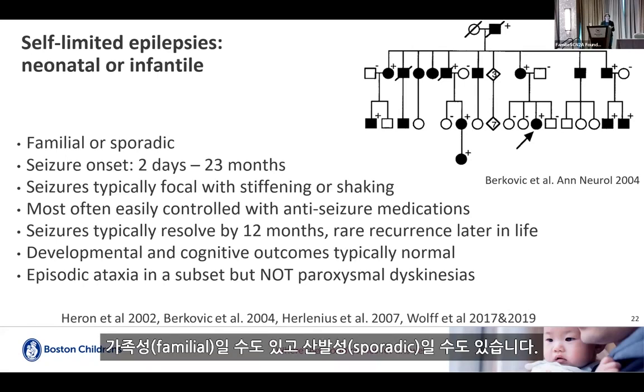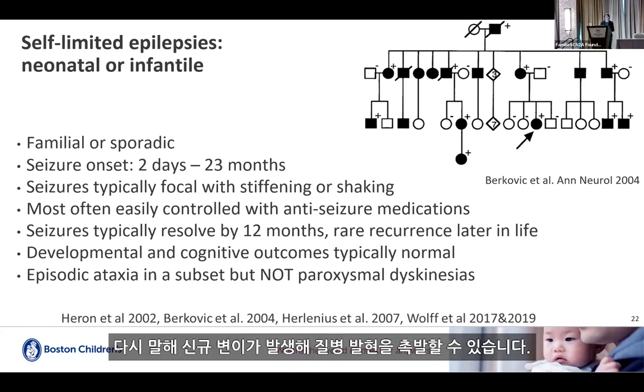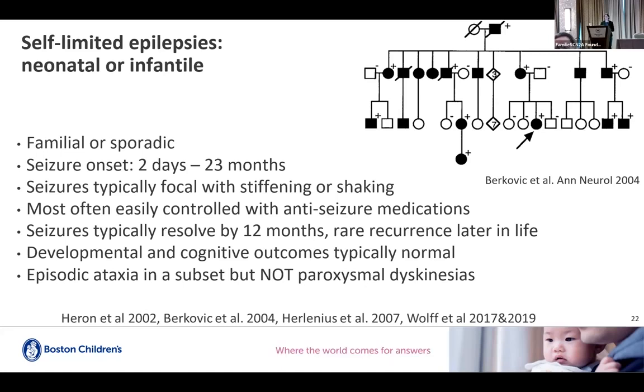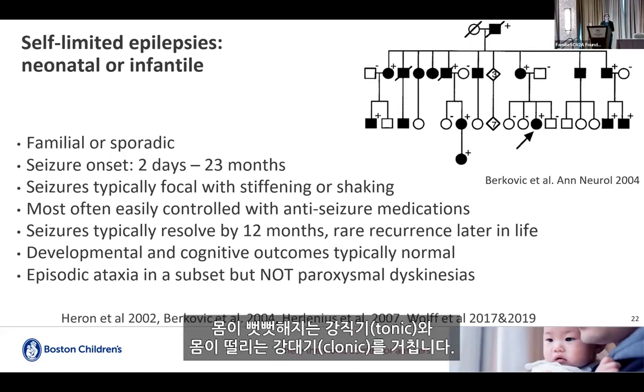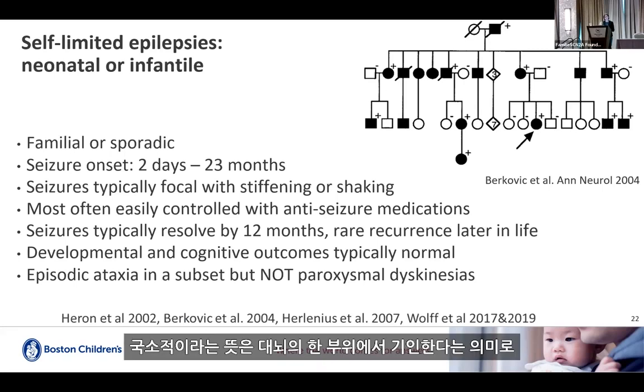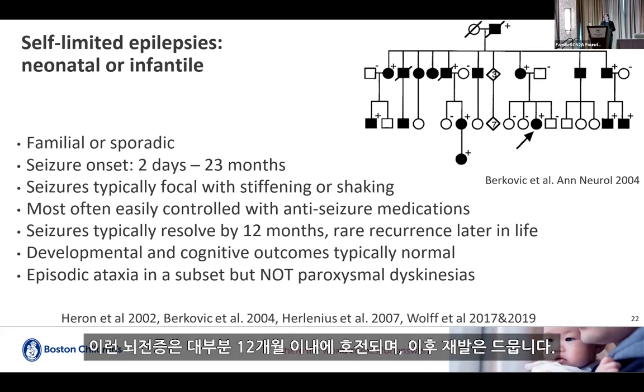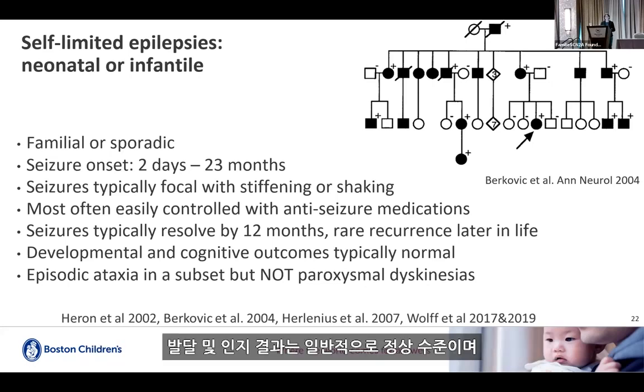This can be familial or it can be sporadic. A new variant can pop up and cause the spectrum of disease. The range of age of onset is pretty broad, from 2 days to 23 months. They're often very early onset, but not necessarily. Seizures are typically focal with stiffening, what we call tonic, or jerking, we call clonic activity. Focal meaning they come from one part of the brain and not a deeper focus that spreads everywhere immediately. The seizure is typically resolved by 12 months with rare recurrence later in life. Developmental and cognitive outcomes are typically normal.